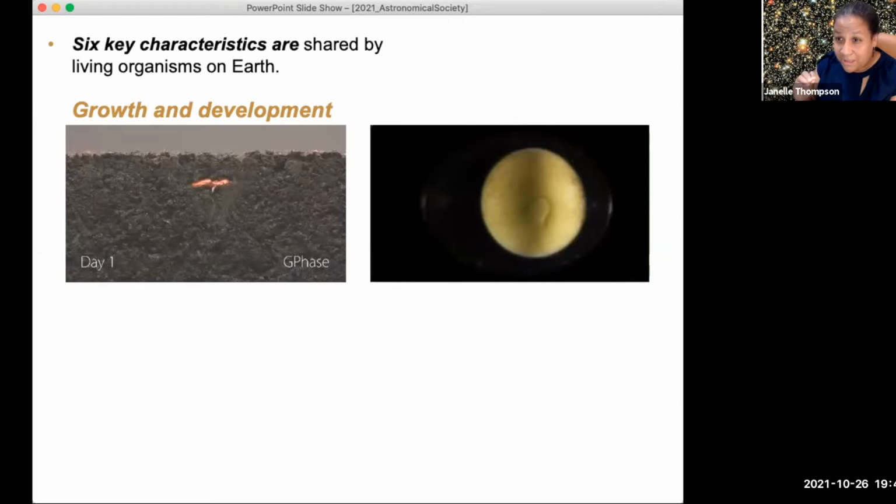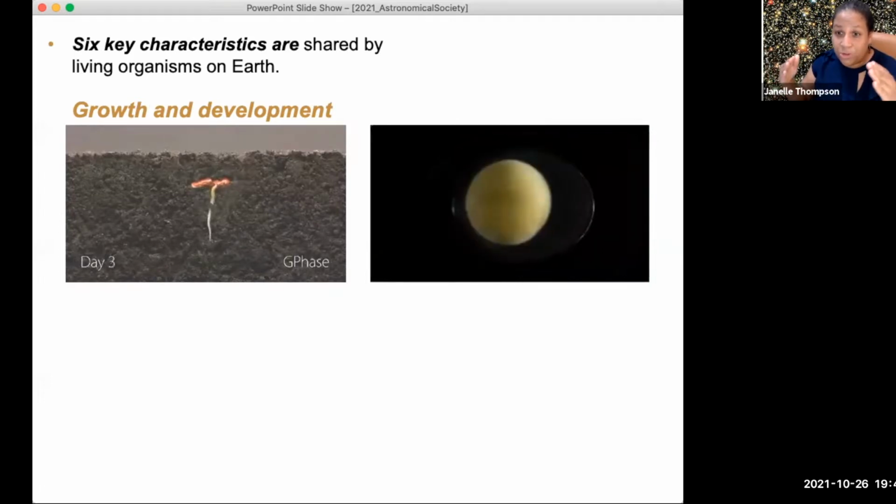So growth and development is a hallmark of living things on Earth, that they grow and then they also develop and can differentiate into some of those ordered structures that we saw in the pine tree, or for the salamander, it's different tissue types, its brain, its heart, its lungs, its appendages.